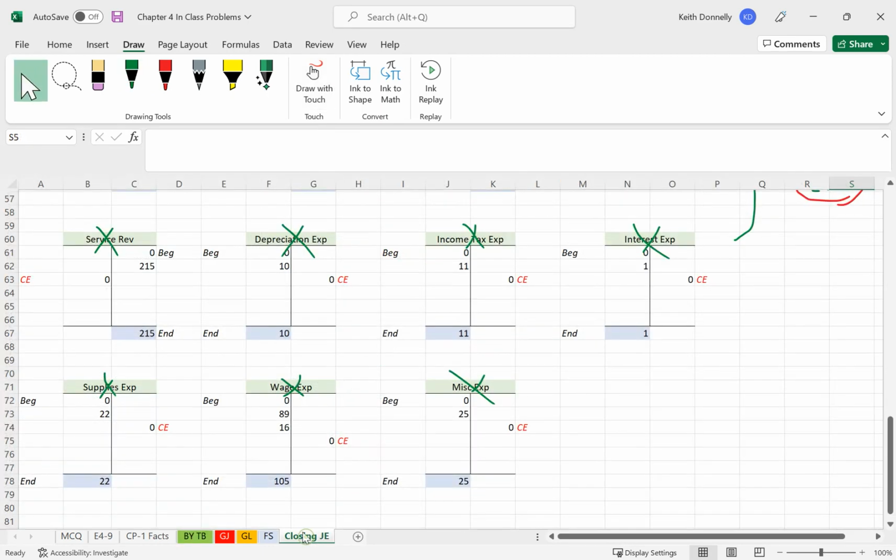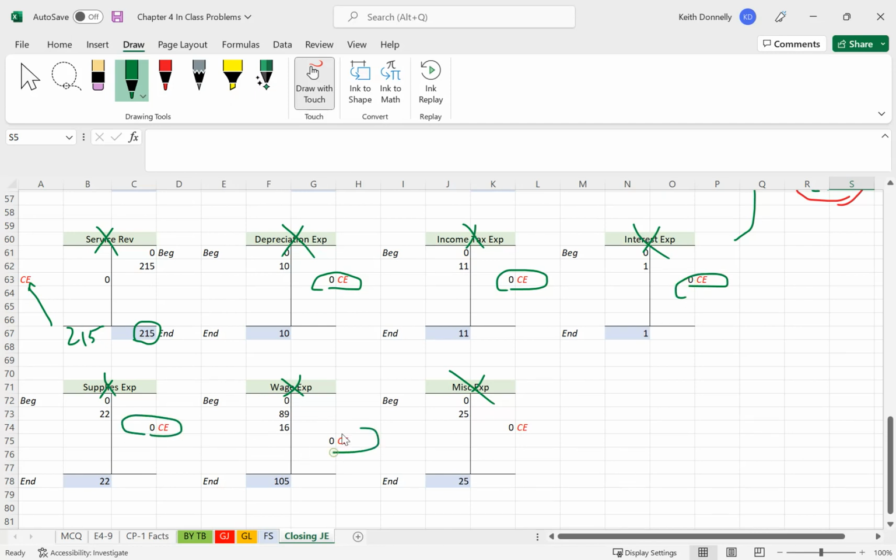So in this case, if we have a credit balance in service revenue at 215, that means we've got to debit it to 215 right here in the closing entry to make it 0. If we have a debit balance in our expense of 10, we've got to credit it by 10 to get it to 0. All these guys are just getting it to 0, the closing entries.